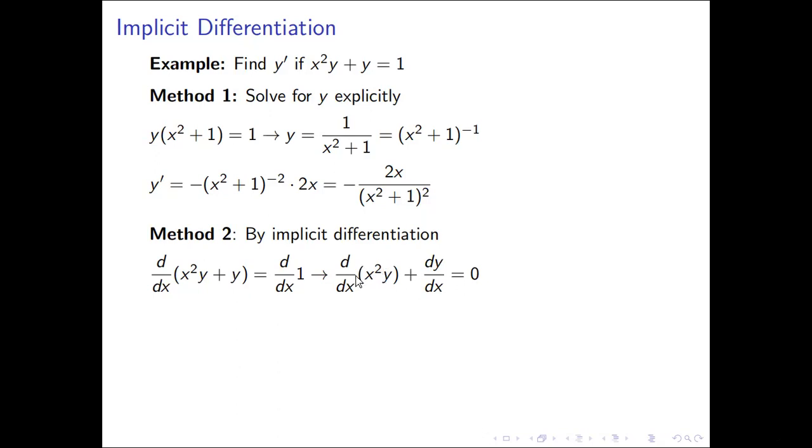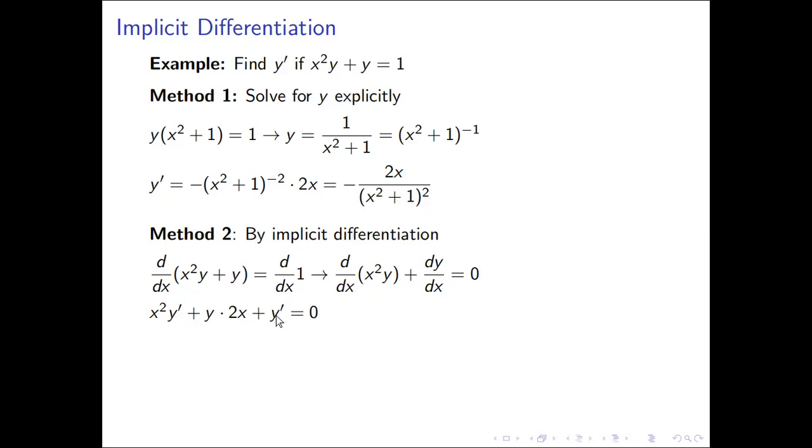Now for the first term here, we can apply the product rule. If we do that, we get the following: the first function, x squared, times the derivative of the second function with respect to x, so that's just y prime, plus the second function, which is y, times the derivative of the first. The derivative of x squared is 2x. And then we change notation from dy dx to y prime for shorthand.